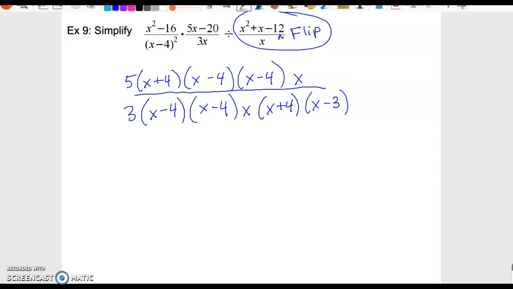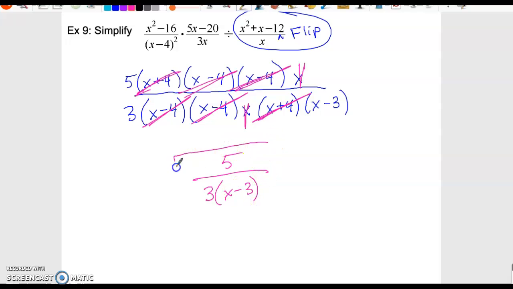And now the canceling fun begins, if you want to call it fun. We have an x plus 4 on top and bottom, x minus 4 on top and bottom. There's two x minus 4s on top and bottom, and x on top and bottom. So the best answer on this one is 5 over 3 times the quantity of x minus 3. And if you want to, you could distribute that 3 into the denominator, but you don't have to.